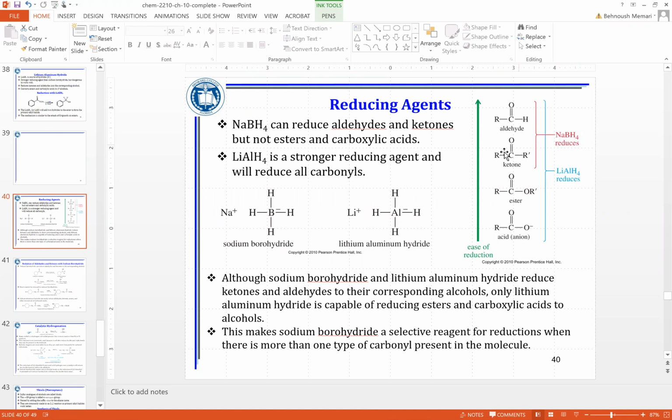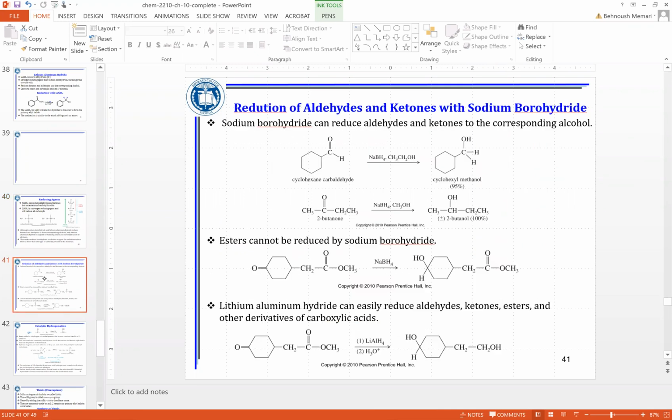Sodium borohydride can reduce aldehyde to primary alcohol, ketone to secondary alcohol, and cannot reduce the carboxylic acid or ester or acid chloride. So let's follow along with this example. What type of functional group do we have here? Ketone, aldehyde, carboxylic acid, ester, acid chloride.